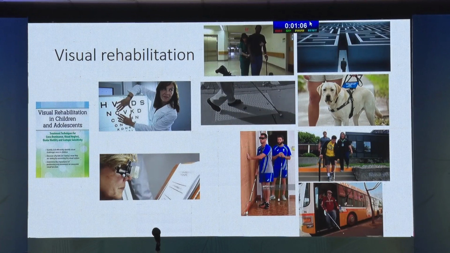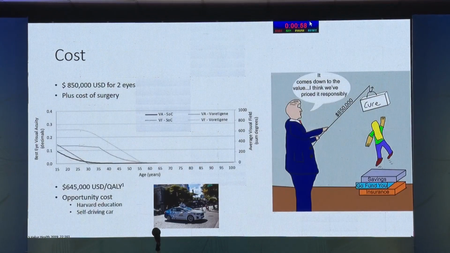The patients do not just stand up from the vitrectomy and walk away. They have to have extensive visual rehabilitation and support services. And the cost is very significant. In the USA, $850,000 for the two-eye treatment, plus the cost of surgery, plus all the follow-up, for example, the cataract surgery they'll require after vitrectomy. Working out the cost-benefit analysis is very difficult.